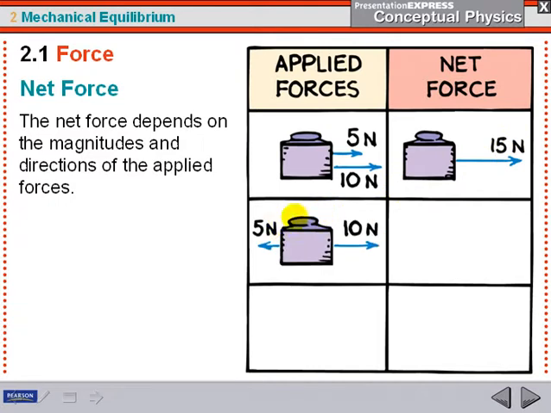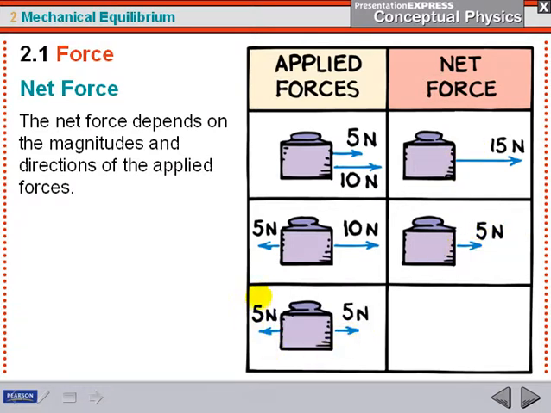The next one here, now instead of the two forces being in the same direction, one's in one direction, the other's in another direction, and they're going to subtract from each other. So we're going to end up with only 5 newtons. It's a smaller force. And the last one, if you notice now, this one's 5 newtons. This one's 5 newtons. They're equal. They're in opposite directions. So we're going to end up with no force on the object at all.